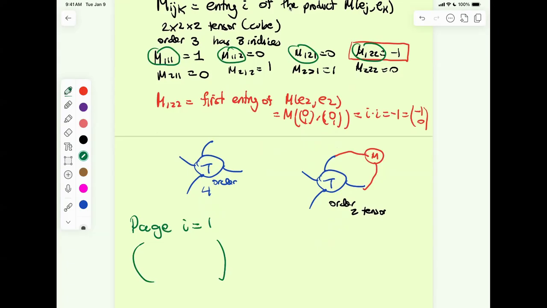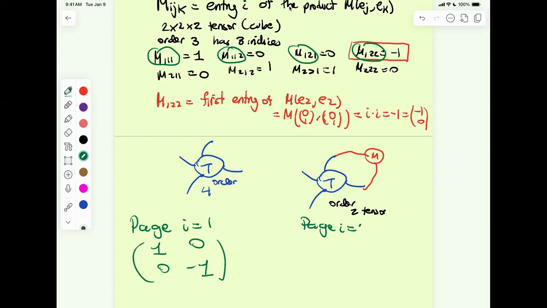So I'm setting i equal to 1, and then for the last 2 indices I just use the usual matrix convention: first row, first column; first row, second column; second row, first column; and second row, second column, right? And so it looks a little bit easier to understand what you're talking about, because otherwise it just looks like an amorphous array. And then the page i equals 2.